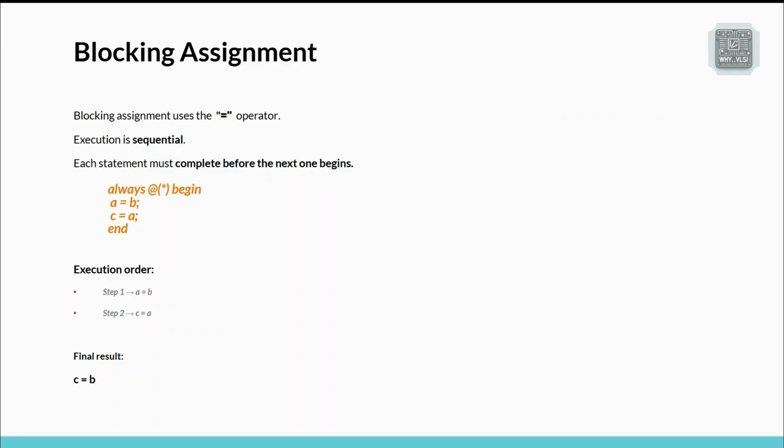Inside the combinational always block, we assign A equal to B and then C equal to A. During the simulation, the first line executes and A immediately gets the value of B. Then the second line executes and C receives the updated value of A. Since A already became B, C also becomes B. So in this case, the final result is that both A and C become equal to B.